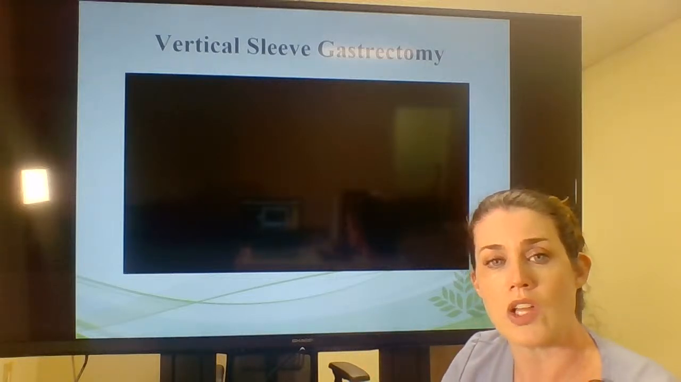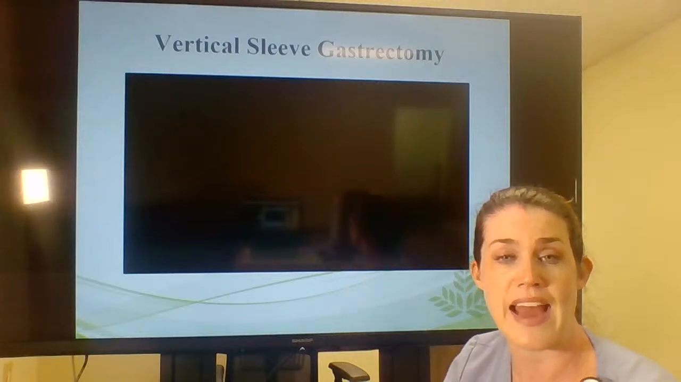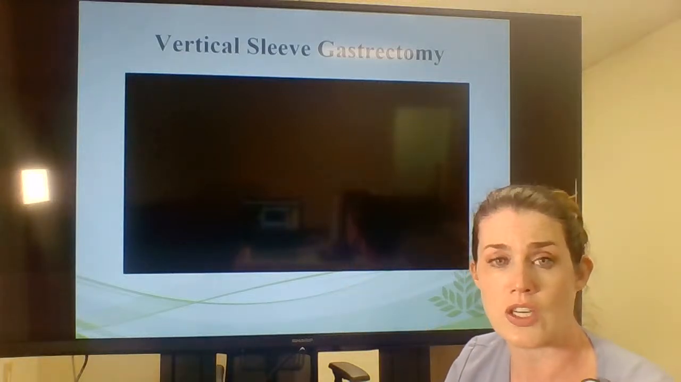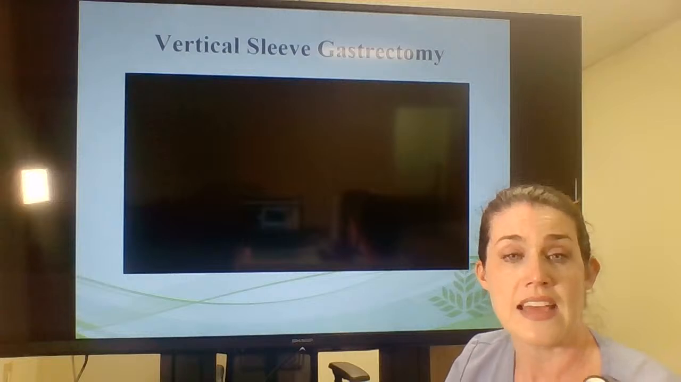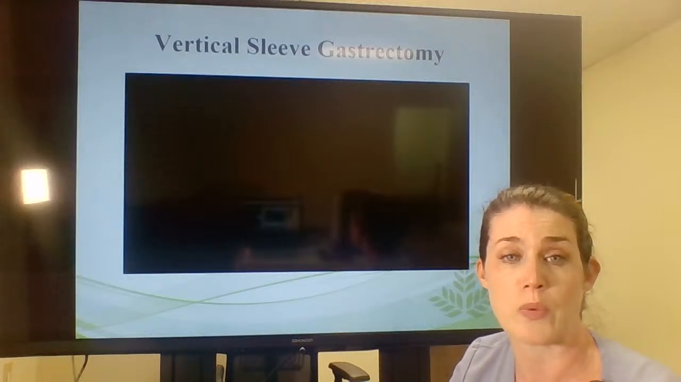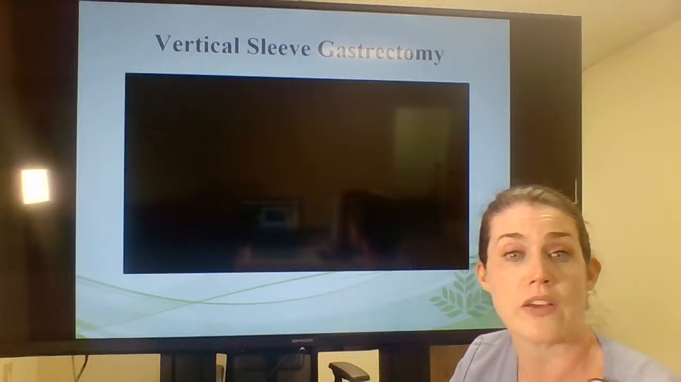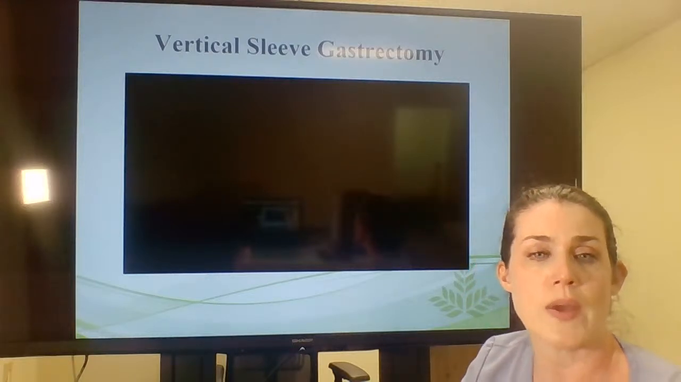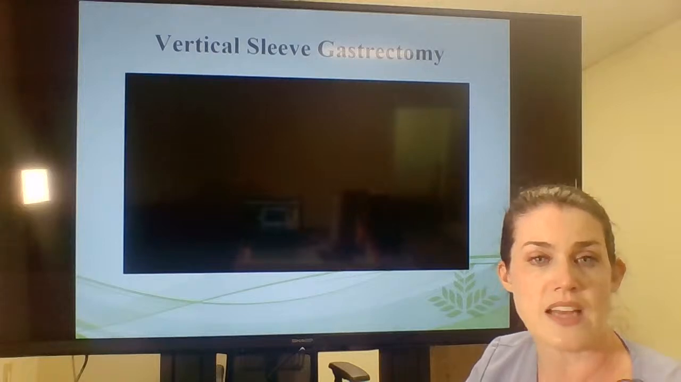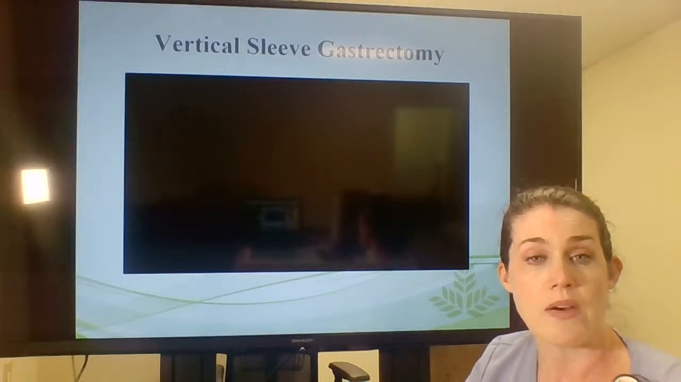But when we talk about long-term studies, it is true that the sleeve gastrectomy does not have as many long-term studies, say, as the gastric bypass. The gastric bypass has been around 35, 40 years, depending on the area in the world that we're talking about, whereas the sleeve gastrectomy has been around more like 15 to 20 years. So it has been around a long time, but it has not been around nearly as long as the gastric bypass. Now, it is permanent.